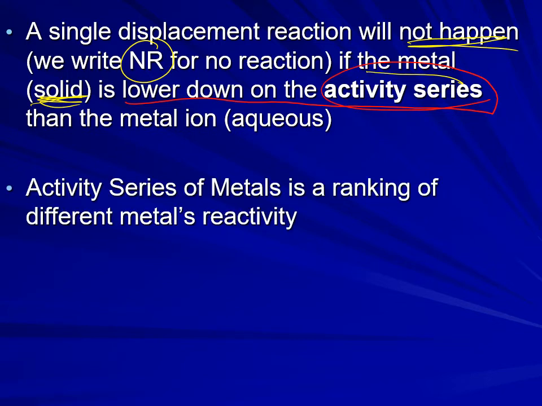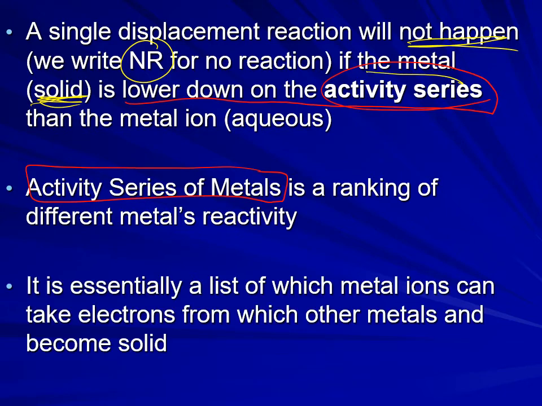So the activity series of metals and hydrogen is a ranking of the different metals' reactivity. So essentially, by experiment, we can figure out who can displace who in a single displacement reaction. And if you rank them all and you put them in a list, you put the most reactive at the top, the least reactive at the bottom, you end up with the activity series of metals, or just the metal activity series, depending on who's talking.